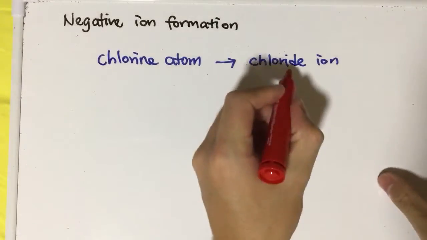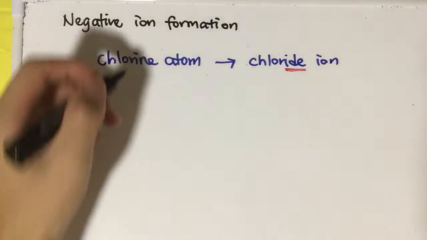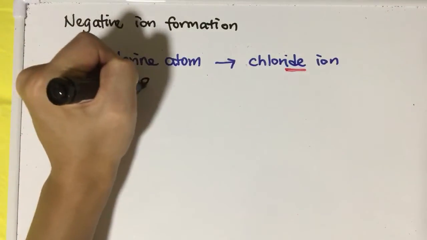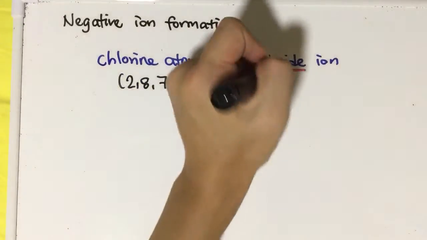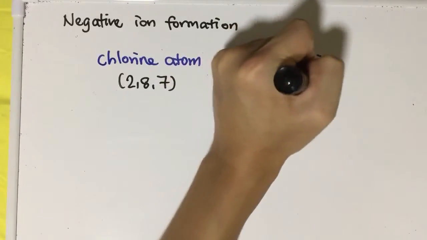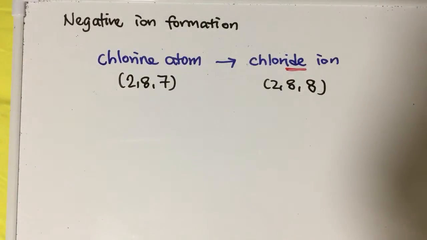So, chloride ion. And secondly, how does the chloride ion form? You may consider the electron arrangement of the chlorine atom and also the chloride ion. The electron arrangement of the chlorine atom is 2, 8, 7, and the electron arrangement of the chloride ion is 2, 8, 8. Based on the electron arrangement, can you tell me how the chloride ion forms from the chlorine atom?